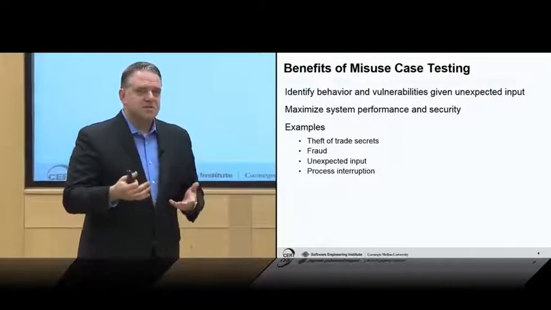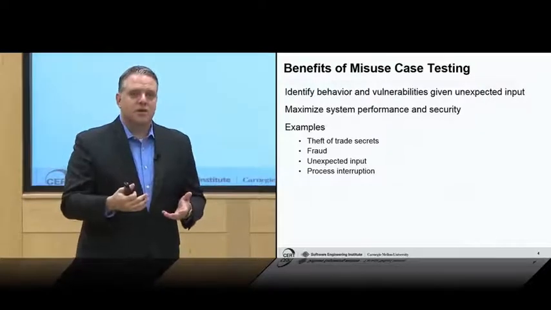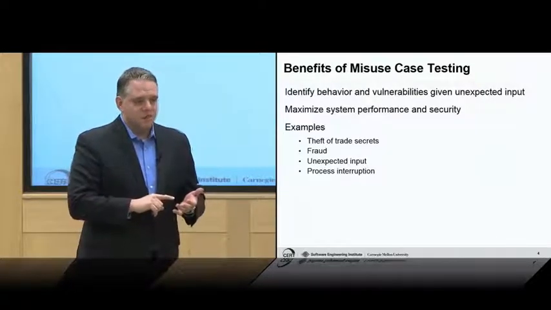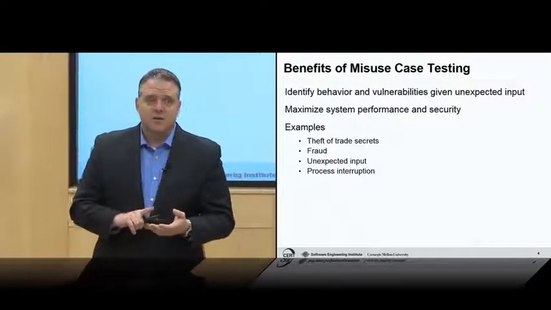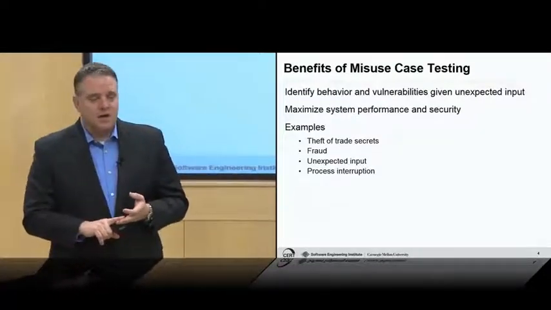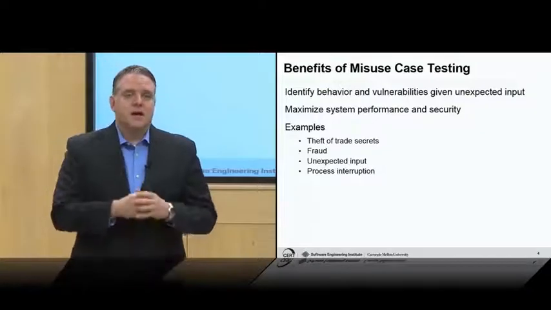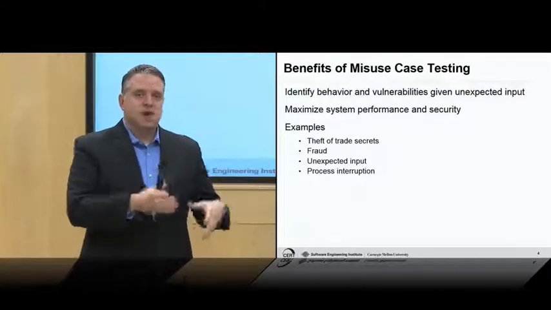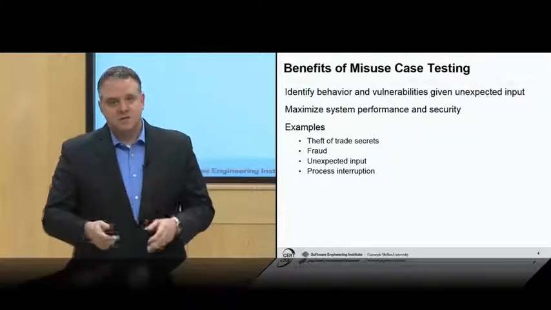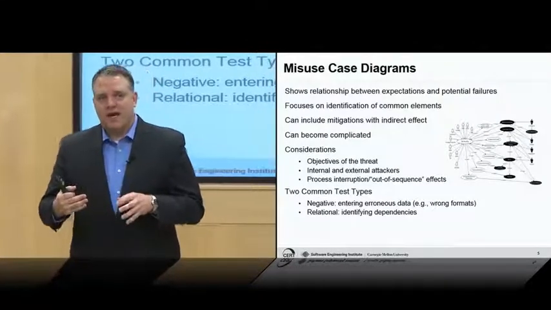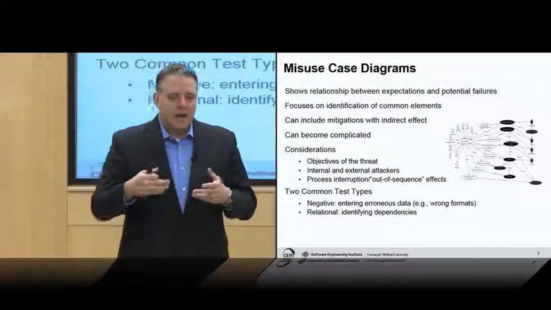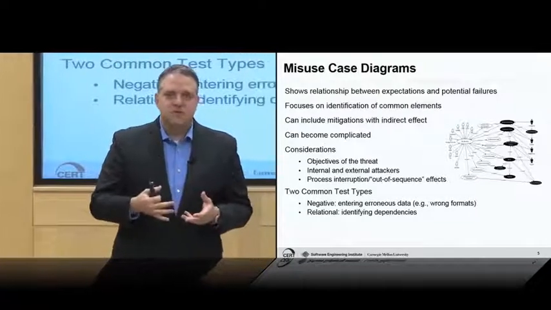Some examples of this, some inputs that you might want to think through is theft of trade secrets, perhaps fraud, or unexpected inputs, or even process interruption. How does your application respond to each of these cases? How do you determine what cases to use and how to actually go about doing misuse case testing?